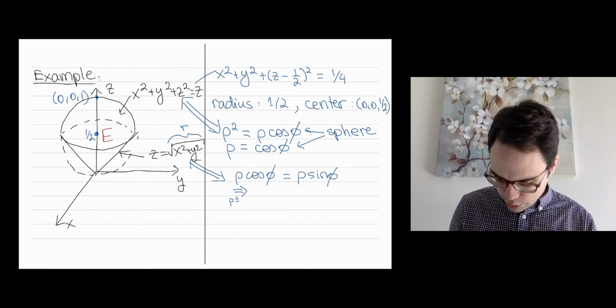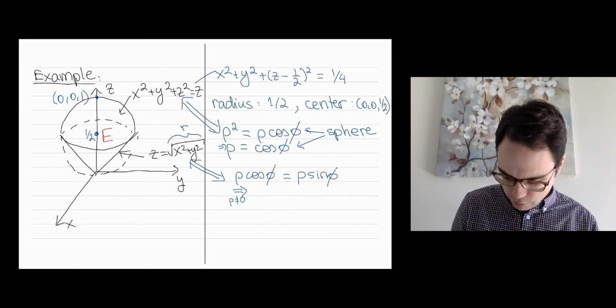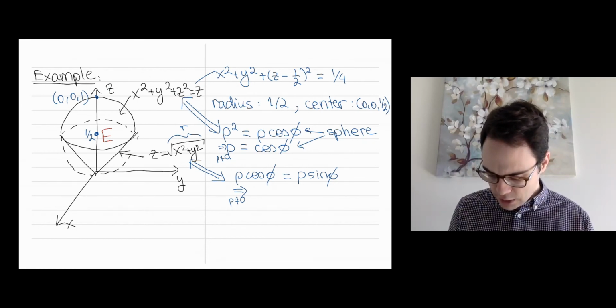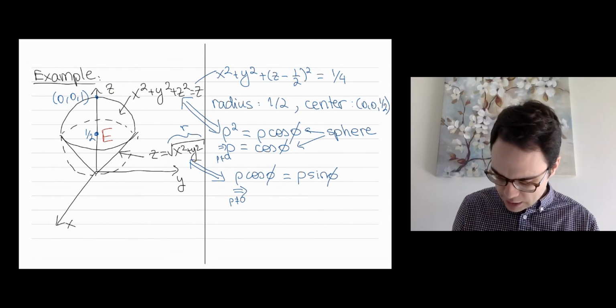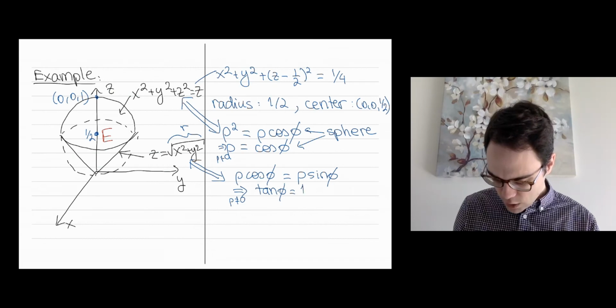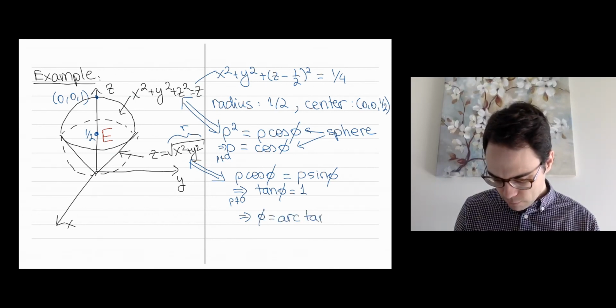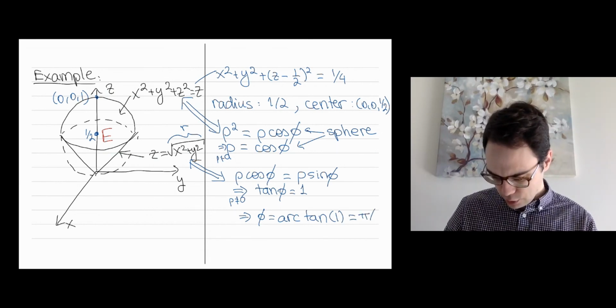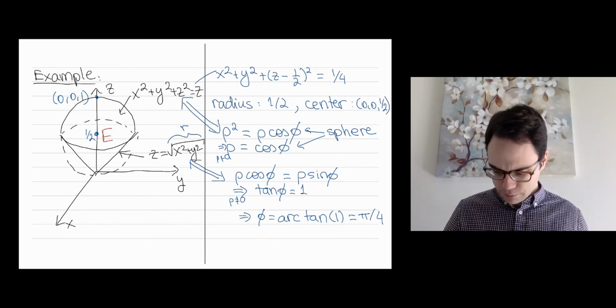So this tells me, assuming points where rho is different from 0, that cosine phi is equal to sine phi. So sine over cosine, that's tangent of phi, is 1. And so phi is the arctangent of 1, and your calculator or some trigonometry knowledge will tell you that's pi over 4.